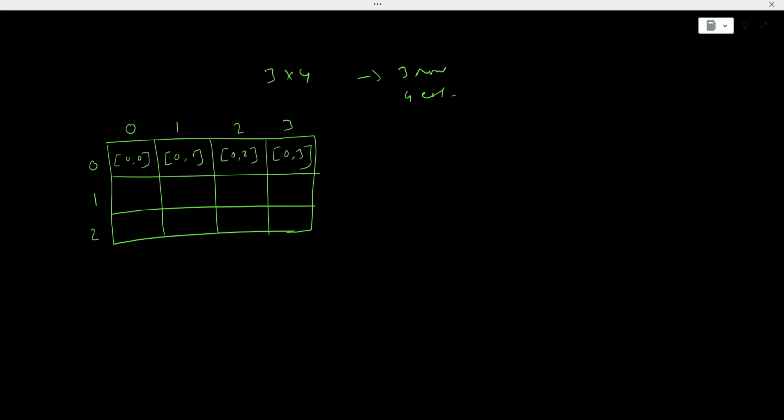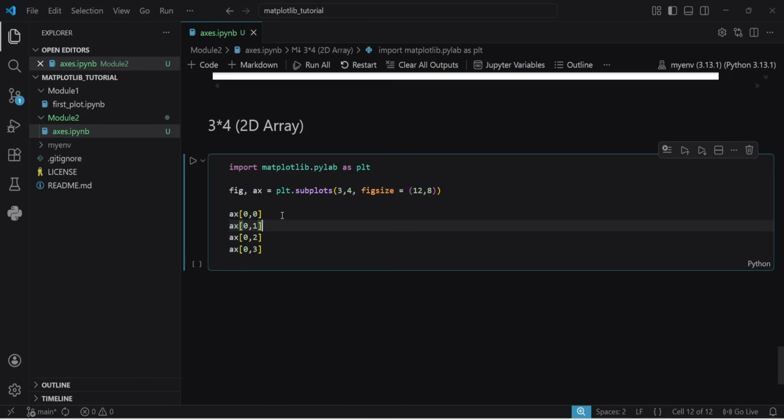In the same way, what is the position of this axis? That is 1, 0. This is 1, 1. This is 1, 2. This is 1, 3. And for this, 2, 0, 2, 1, 2, 2 and 2, 3. Right? So these are the positions of each axis of the 3 by 4 matrix. So this is my first row with 4 columns, and let me plot all my values.